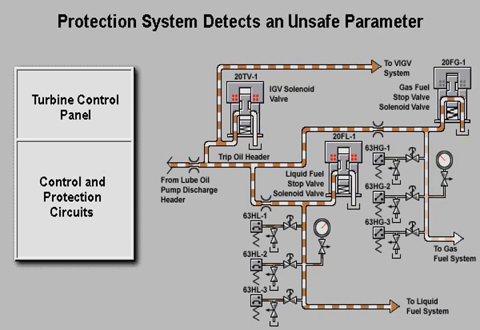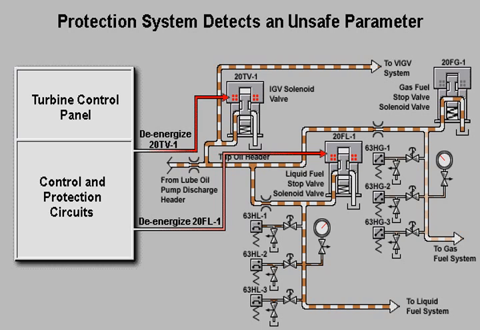The turbine protection circuits are designed to sense any abnormal operating conditions such as loss of flame, overspeed, overtemperature, high vibration, or high exhaust gas temperature spread. When any of these parameters are at an unsafe level, the control system initiates a trip by de-energizing 20TV-1 and 20FL-1 or 20FG-1 as appropriate. The variable inlet guide vanes close and all fuel flow to the turbine is shut off immediately.